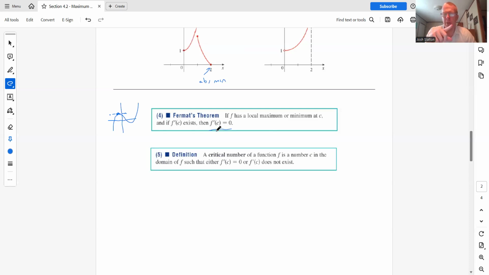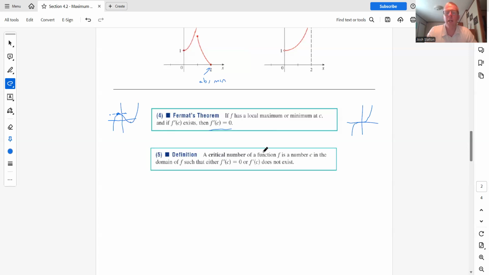Now, the opposite is not true. Just because the derivative is 0 does not mean we have a local max or min. For instance, x cubed looks like that. The derivative is 0, but that is not a max or a min because it doesn't change direction. So the opposite direction here is not true. If f prime equals 0, then there's a local max or min. That's not true necessarily. Wherever these are, we call these critical numbers.